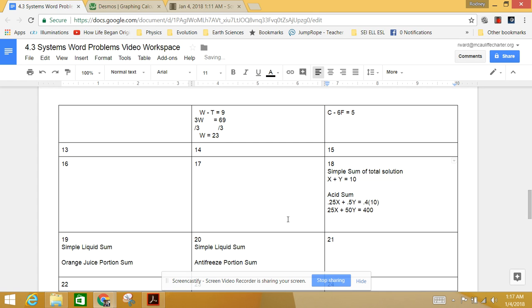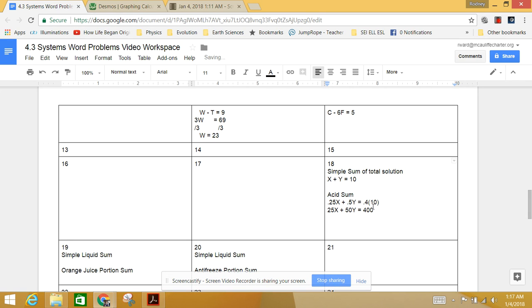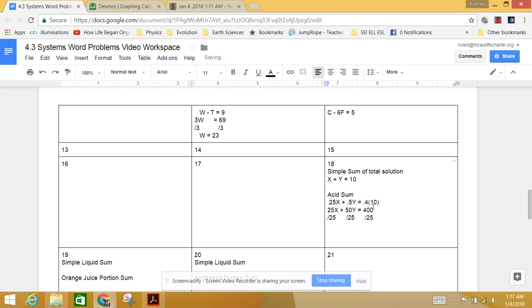And now I have my equation here. You might notice also that everything's divisible by 25. So let's go ahead and make these coefficients easier to work with. Divide everything by 25, and I get X plus 2Y equals, well, 400 divided by 25 is 16. And now I have something that's a lot easier to solve.